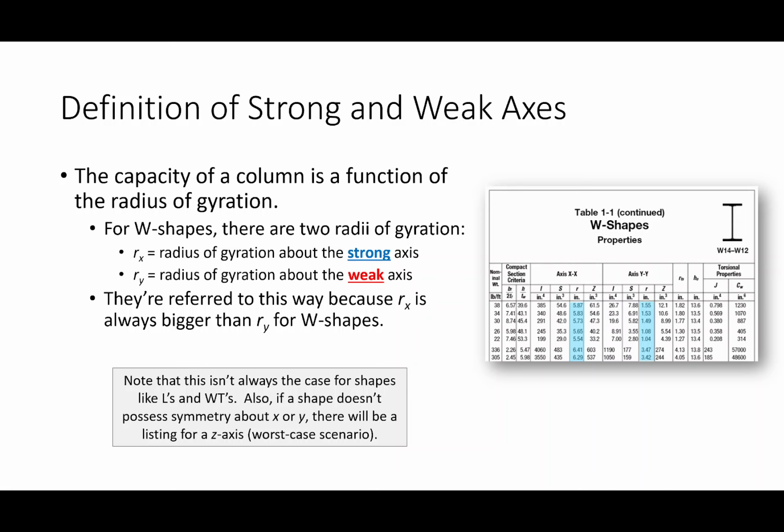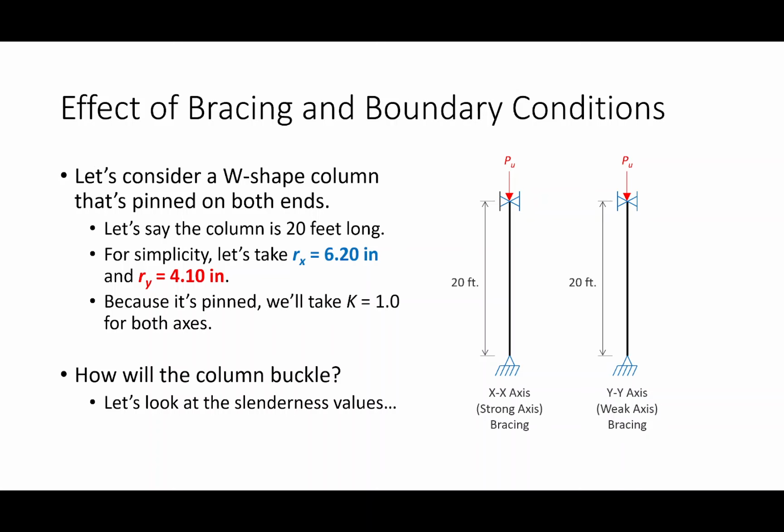Okay, and again, we refer to them this way because Rx is bigger than Ry, so that's sort of what that means. Now, that's not always the case. For example, you can find some WTs or some angles where Rx might be smaller than Ry, but for most routine columns, like W shapes and whatnot, that's going to be the deal. Okay? Now, I want to talk about how the strong axis versus the weak axis can affect capacity, okay?